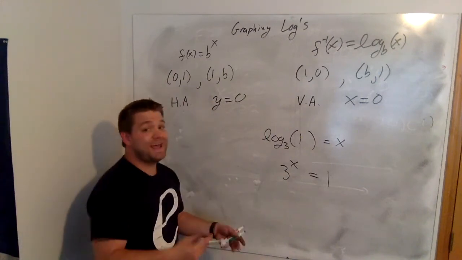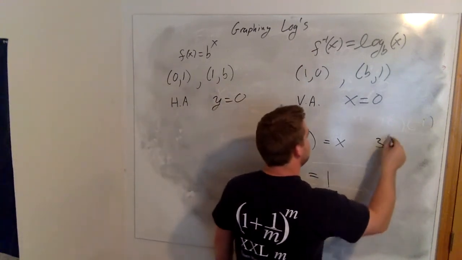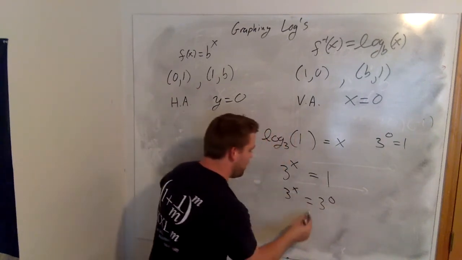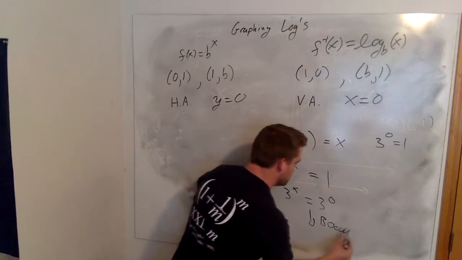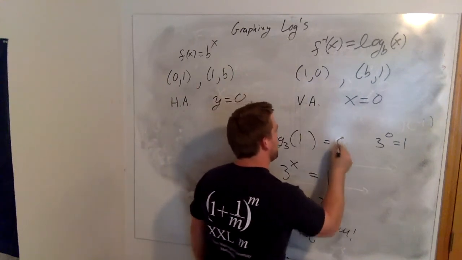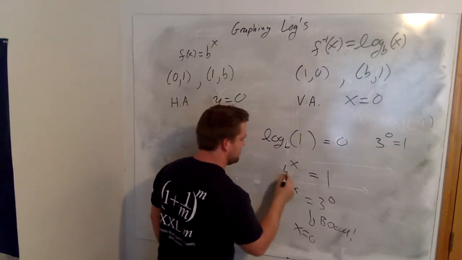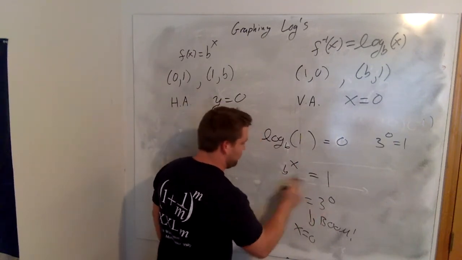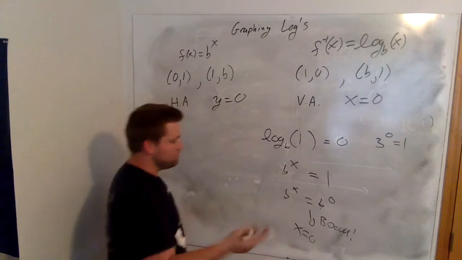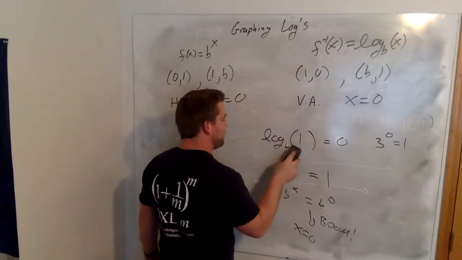Well, remember that any number to the 0th power is 1. Remember that 3 to the 0 is equal to 1. So this is saying that 3 to the x would be equal to 3 to the 0. Boom! Dropped a base. x would be 0. So when you plug in 1, you get the output of 0. This would be the same for any base. If I put a b here, b to what power gives you 1? Well, I know b to the 0 is always 1. So dropped a base, boom, x equals 0. Similarly, that's why when you plug in 1 to any logarithm, you're going to get out 0.